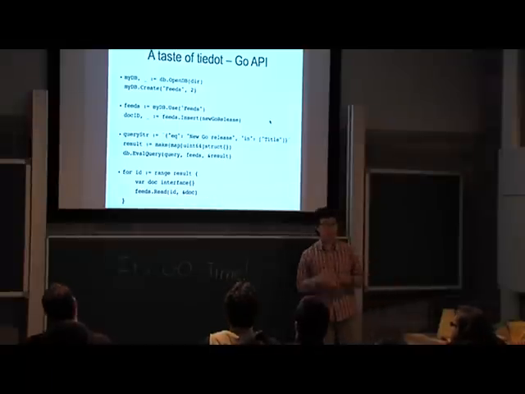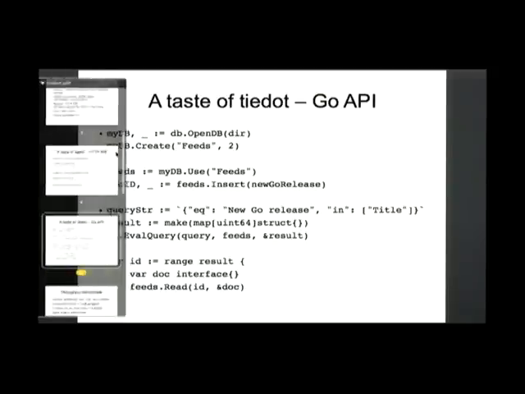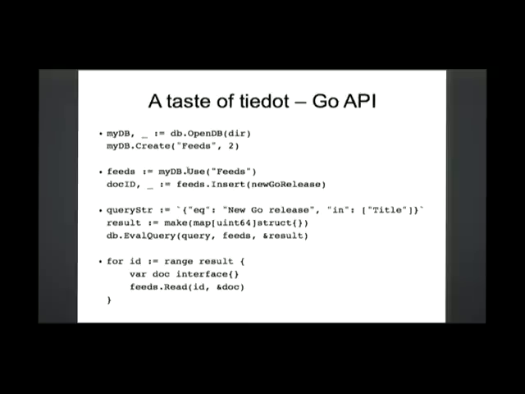Also, the design puts a lot of attention on embedded usage, so I was hoping to make embedded usage simple as well. Open a database, create a database, and start using a collection. Insert something, and at the moment this has to be a map between string and interface, which is how JSON is serialized into a Golang structure.